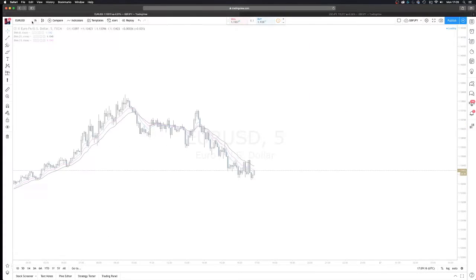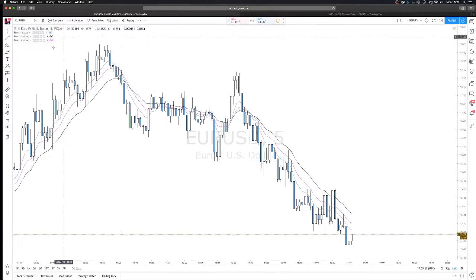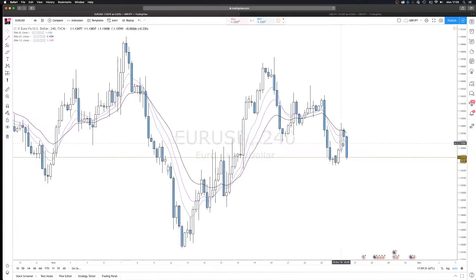Euro USD, if it would like to actually function. Come on, TradingView. No thanks. Goodness me. Euro USD. So Euro USD, just goes to 4 hours.